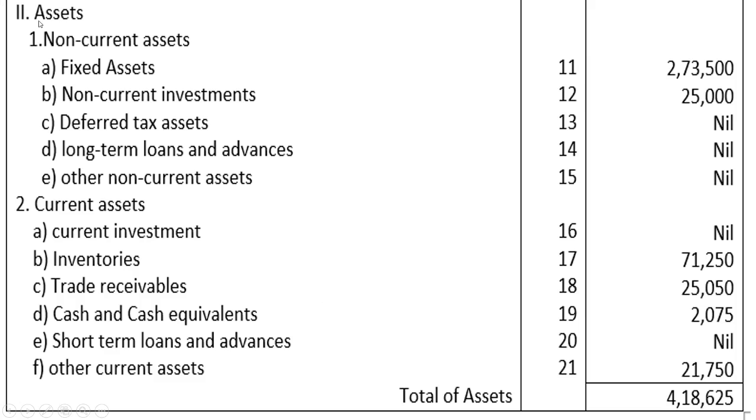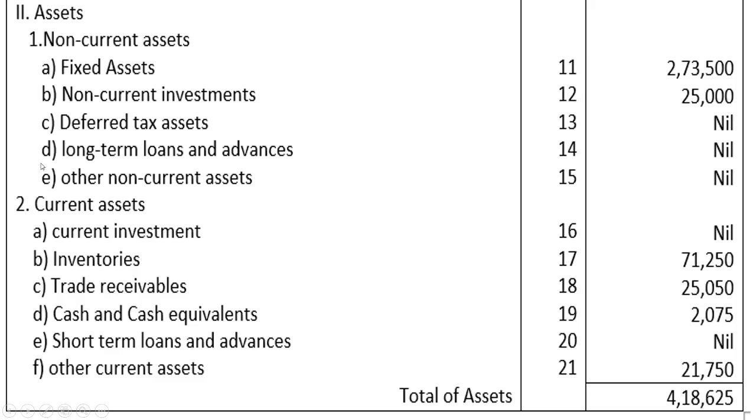Coming to the second part of the balance sheet, that is assets. First one is non-current assets. First, fixed assets, calculated in note number 11, 2,73,500. B, non-current investments, note number 12, 25,000. C, deferred tax assets, note number 13 nil. D, long-term loans and advances, note number 14 nil. And E, other non-current assets, note number 15 nil.